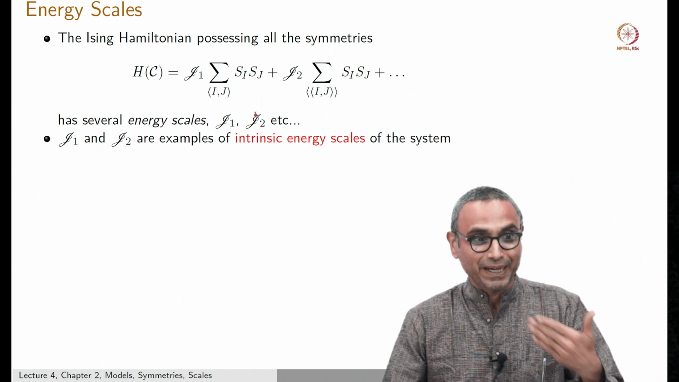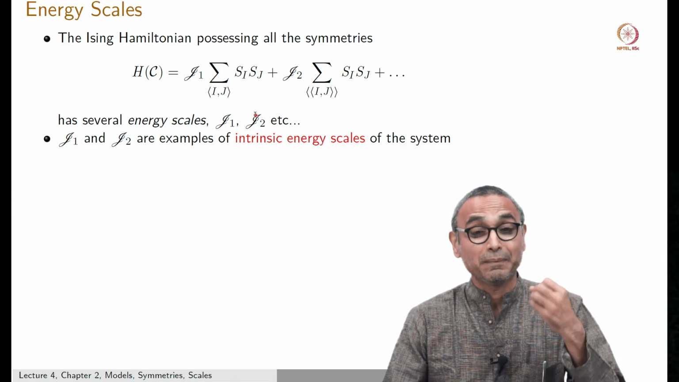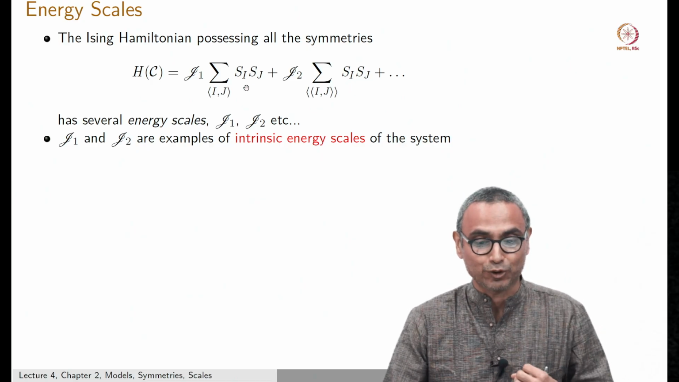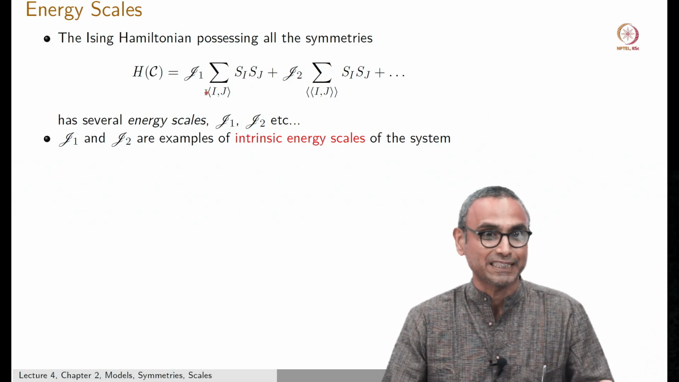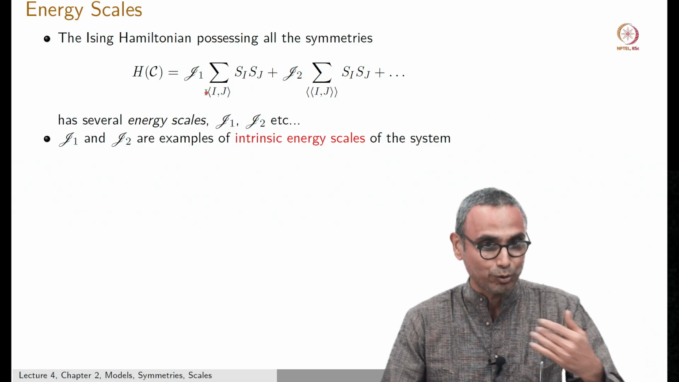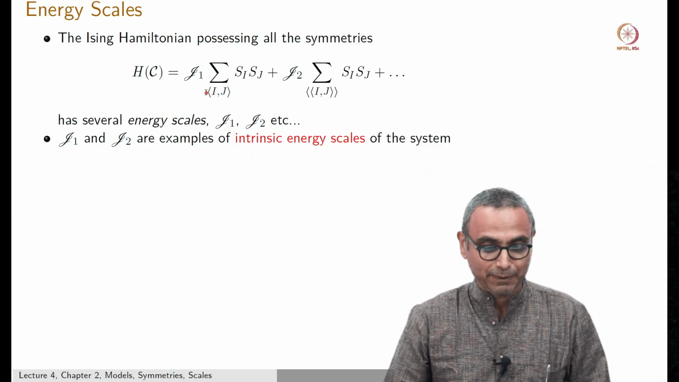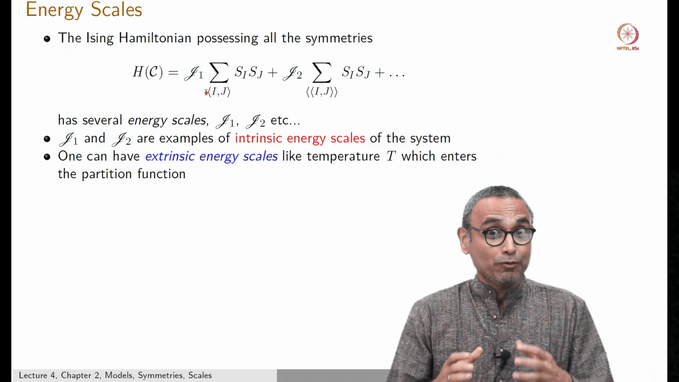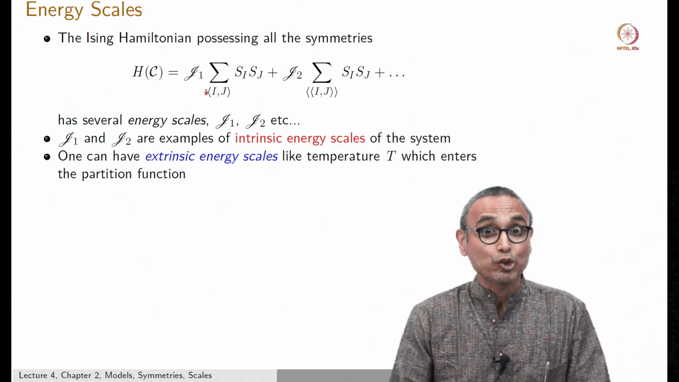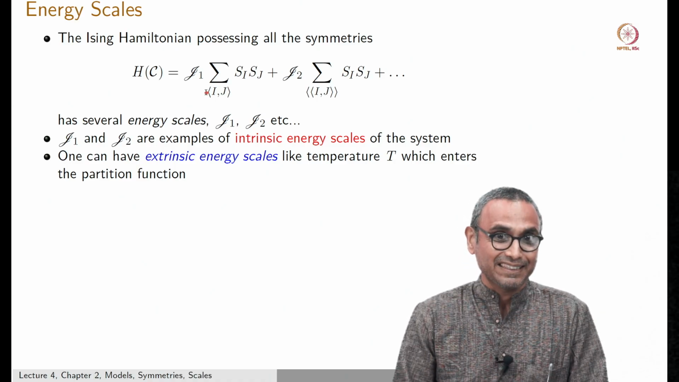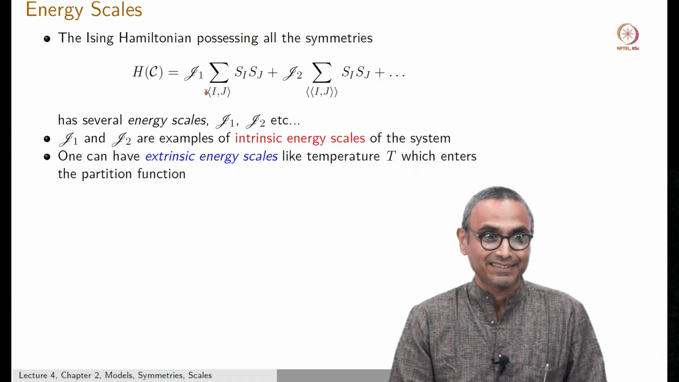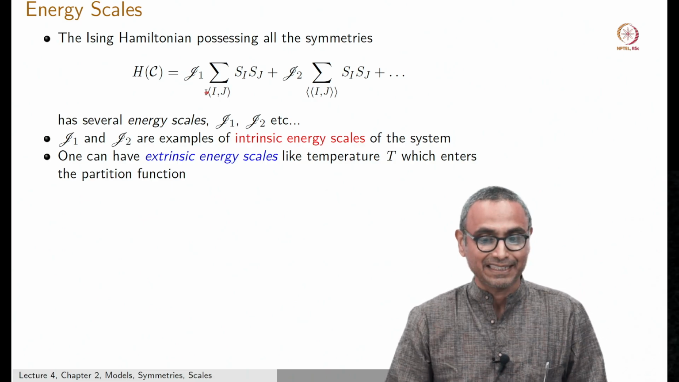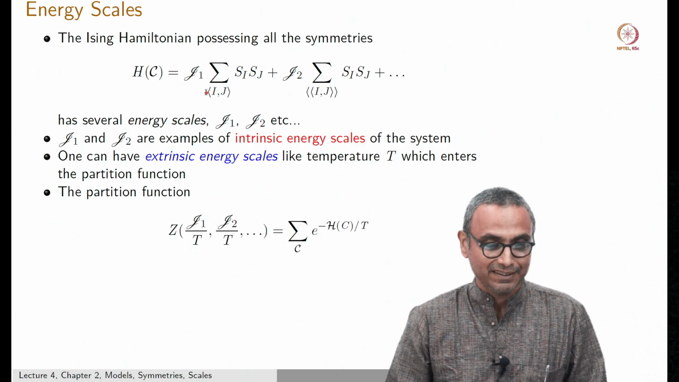Intrinsic meaning given by the system, and symmetry cannot tell you what the values are. These have to be obtained from experiment, or you have to postulate something and do a calculation and compare with experiments or whatnot. Okay. Now in any given problem there can also be extrinsic energy scales that you are providing. So for example, temperature is a very nice example of this extrinsic energy scale, right?